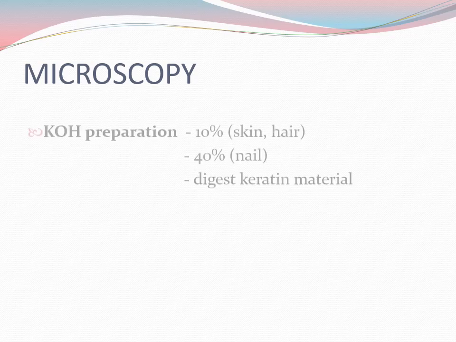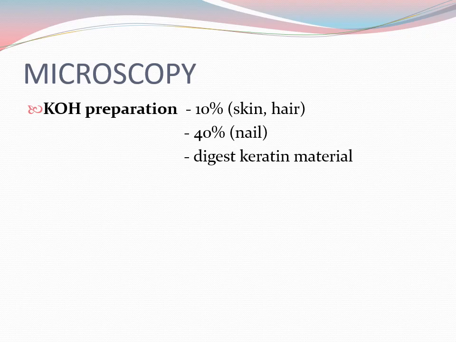Once we receive the specimen, we do the microscopy examination, that is the KOH preparation. That is the potassium hydroxide preparation, and we take 10% KOH. What is the role of KOH? KOH mainly digests the keratin material.